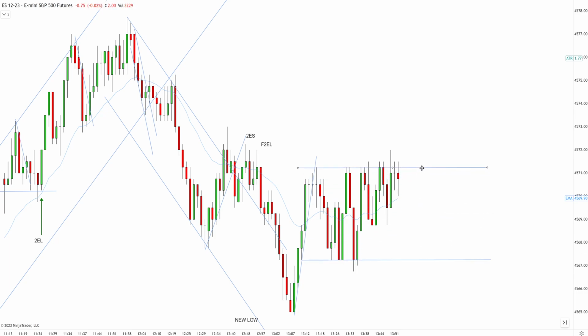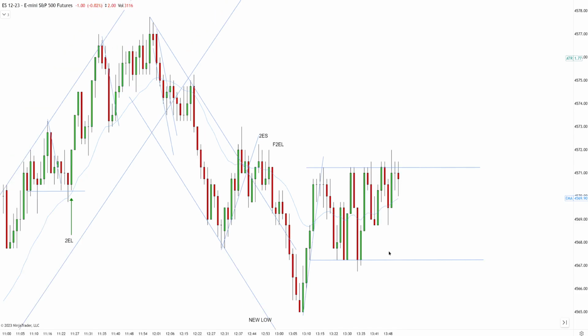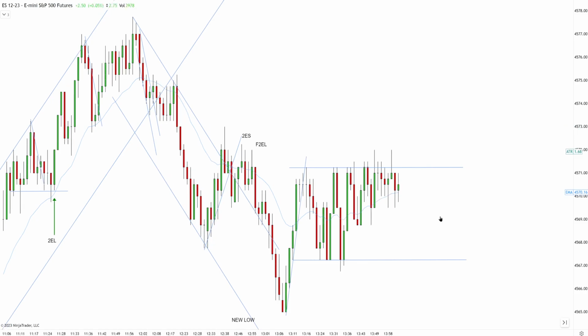So because I don't want to go long directly into these highs and sell directly into these lows, I'm looking for these key levels. You can see up and down, up and down, up and down, flat EMA. So I'm just going to be very patient.